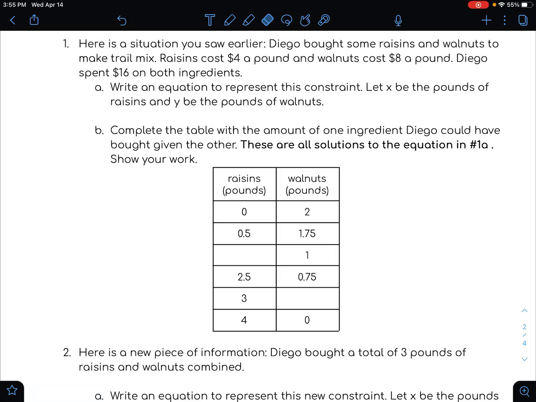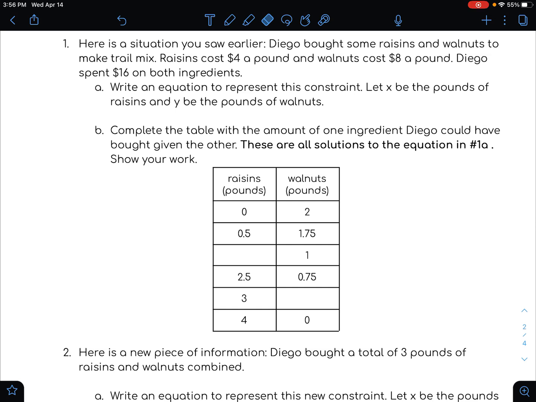So here's that situation. We're going to dig a little bit more into it. Here's the situation you saw earlier. Diego bought some raisins and walnuts to make trail mix. Raisins cost $4 a pound and walnuts cost $8 a pound. Diego spent $16 on both ingredients. Write an equation to represent this constraint.